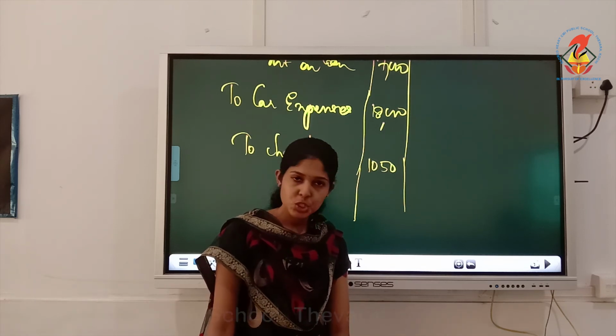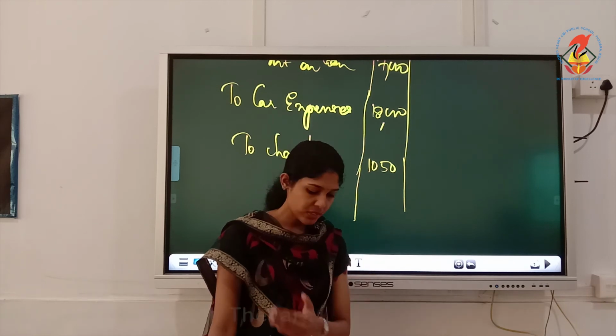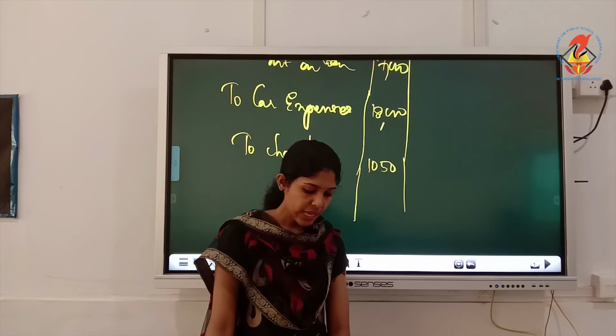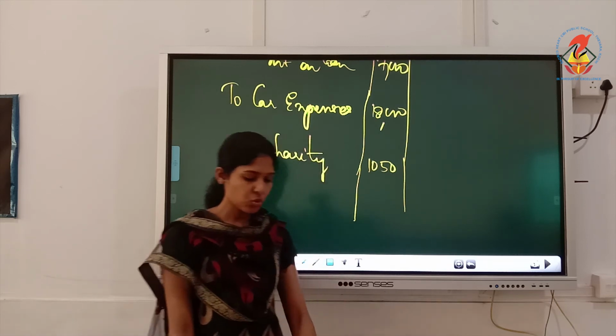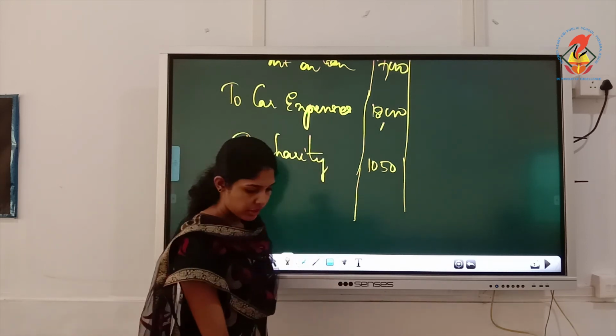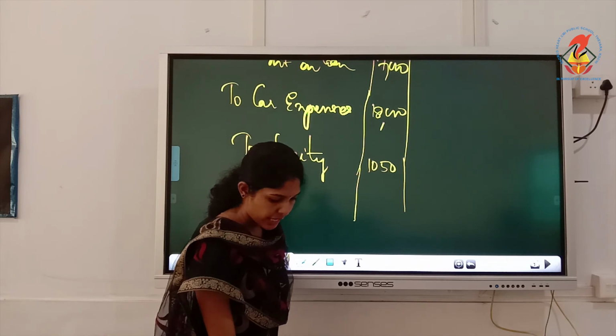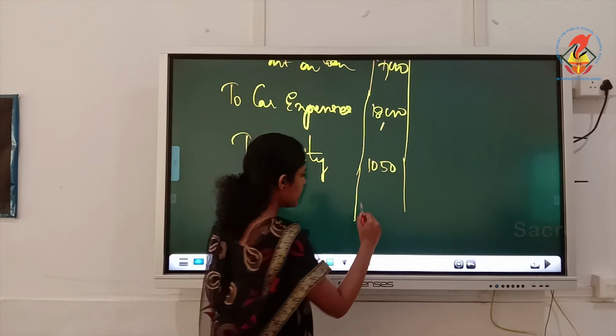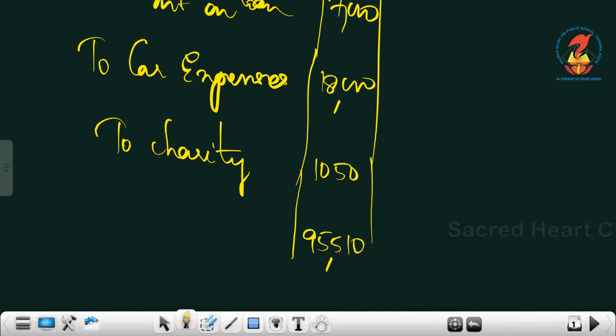Then further bad debts, new provision we considered. So go through adjustments once again. Depreciation we recorded. Outstanding interest also we recorded. Yes. So now your P&L is over. Find the balance. Here the P&L balance is 95,510, which is a net profit.